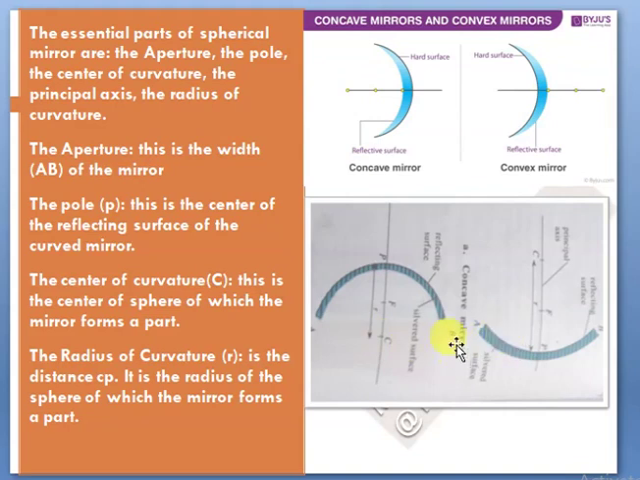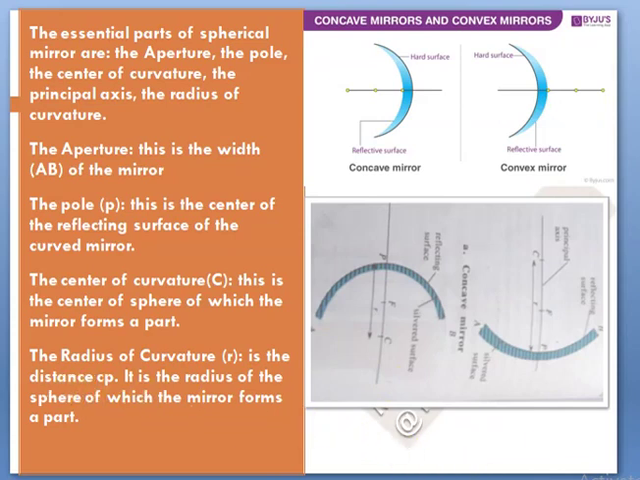Now let's look at another concave mirror here. When you draw it as a sphere, you can see it will go this way. So the center of that sphere is your center of what? Curvature. The same thing for the convex. When you complete it, the center of the sphere is your center of what? Curvature.